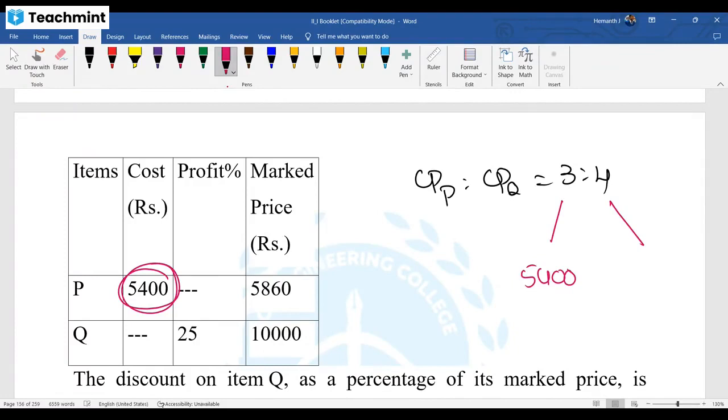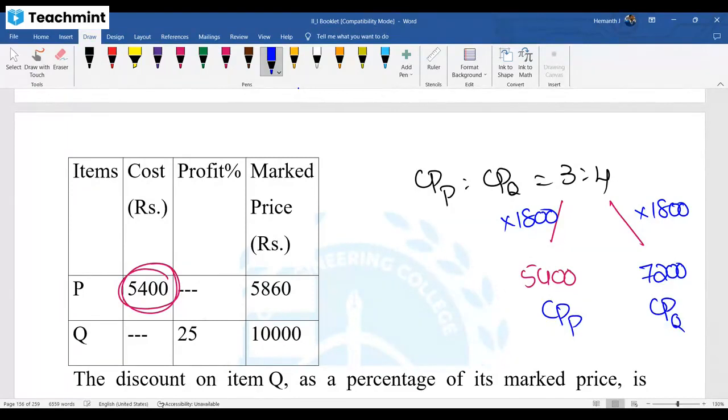What is the 3 and 5,400 relationship? 1800. Here also multiply with 1800. 7,200 is the cost price of Q. Cost price of Q is 7,200. Cost price of P is 5,400. Got it? Understand how you got that 7,200. What is that 1800? How you got that 1800? The relation, they given ratio 3:4.